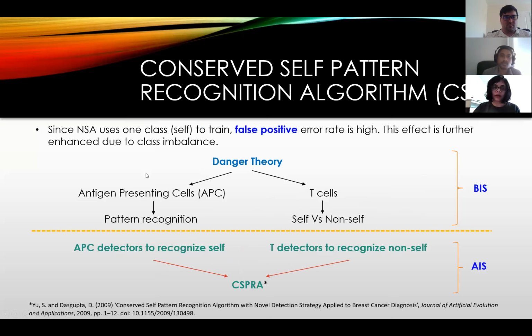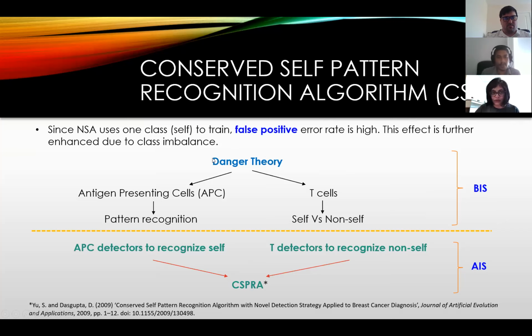One of the algorithms that was proposed by Dasgupta in 2009 to refine NSA is the conserved self-pattern recognition algorithm. Now, since NSA, the negative selection algorithm, uses one class, which is self, to train, the false positive error rate is high. And one can imagine that this error rate will be further exaggerated due to class imbalance within the data set. So for this, the CSPRA algorithm was created, which is inspired by the danger theory of the biological immune system.